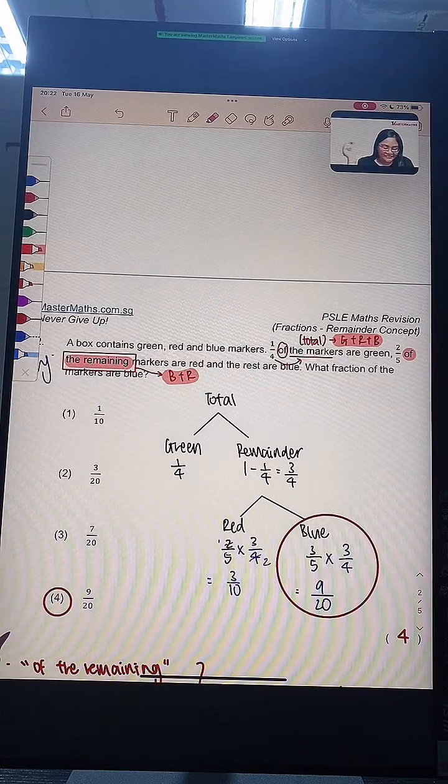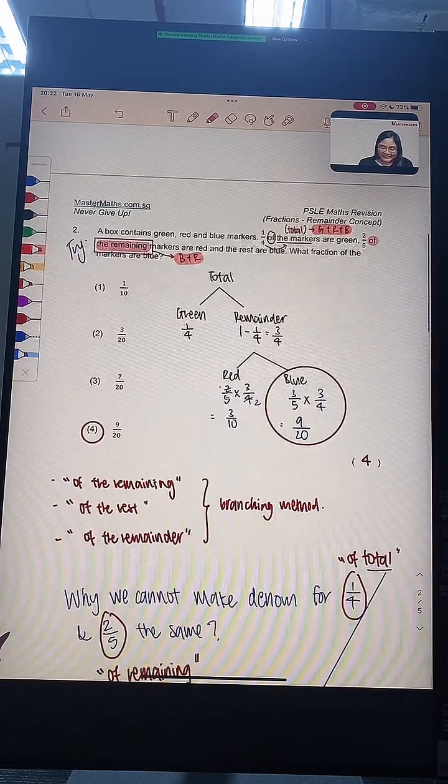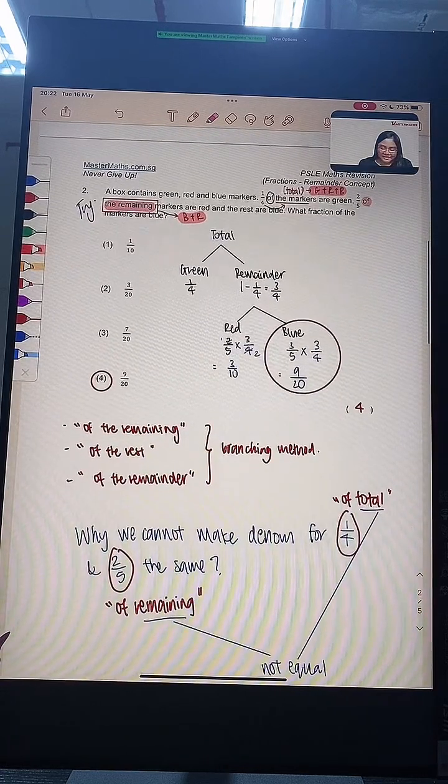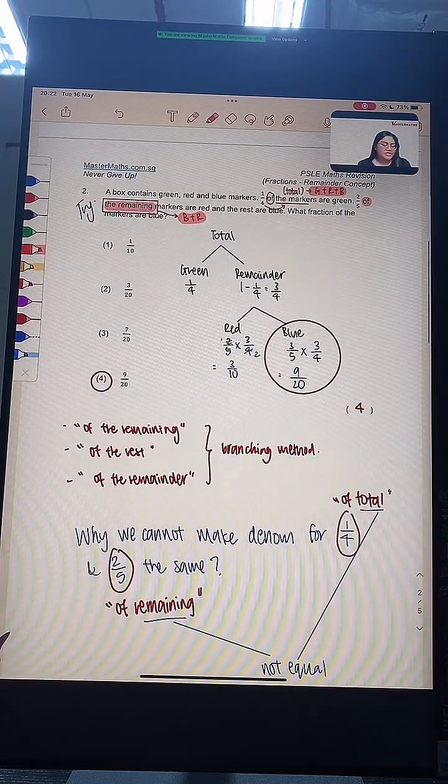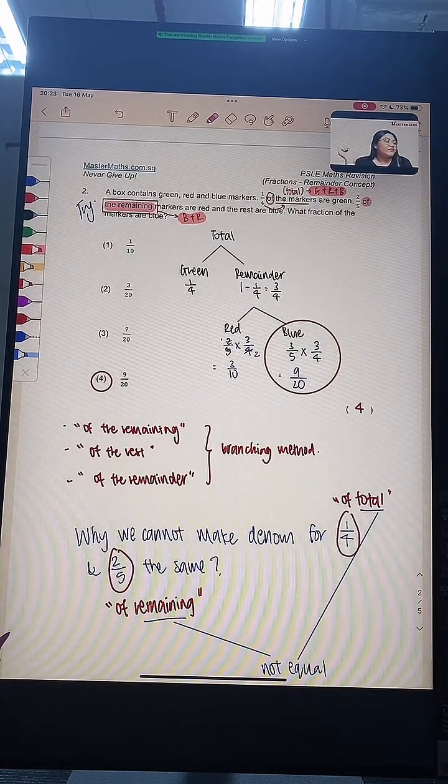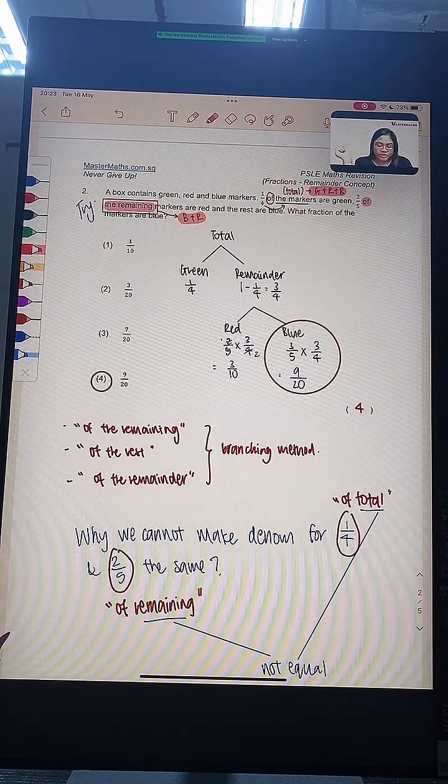Alright, fantastic. So let me give you an overview of this entire page here. For those of you who just joined, my name is Coach Shahira. We are going through the fractions remainder concept.